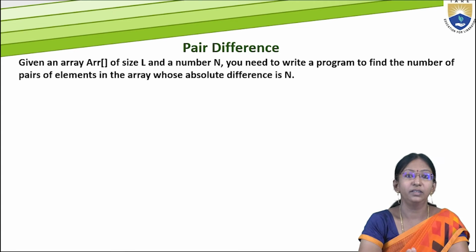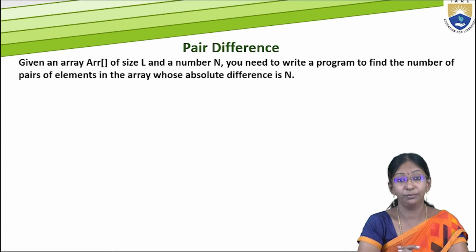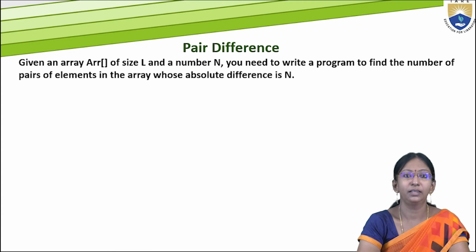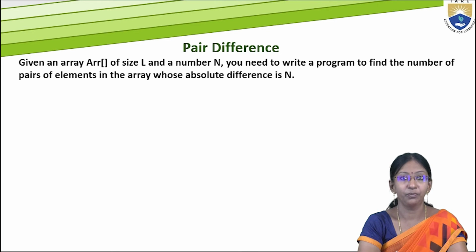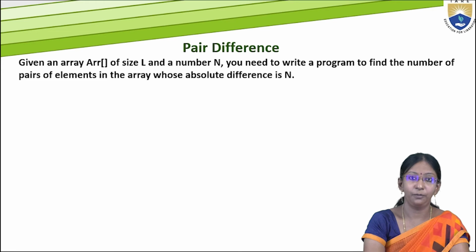Yes, guys. So this is the next program, or second program, of today's session, which is pair difference. A very simple question. The story they have narrated says that you are given an array of elements, where L represents the length of the array and N represents a number, right? So what is the use of that number? We'll see it soon. You have to find the number of pairs of elements in the array whose absolute difference is N.